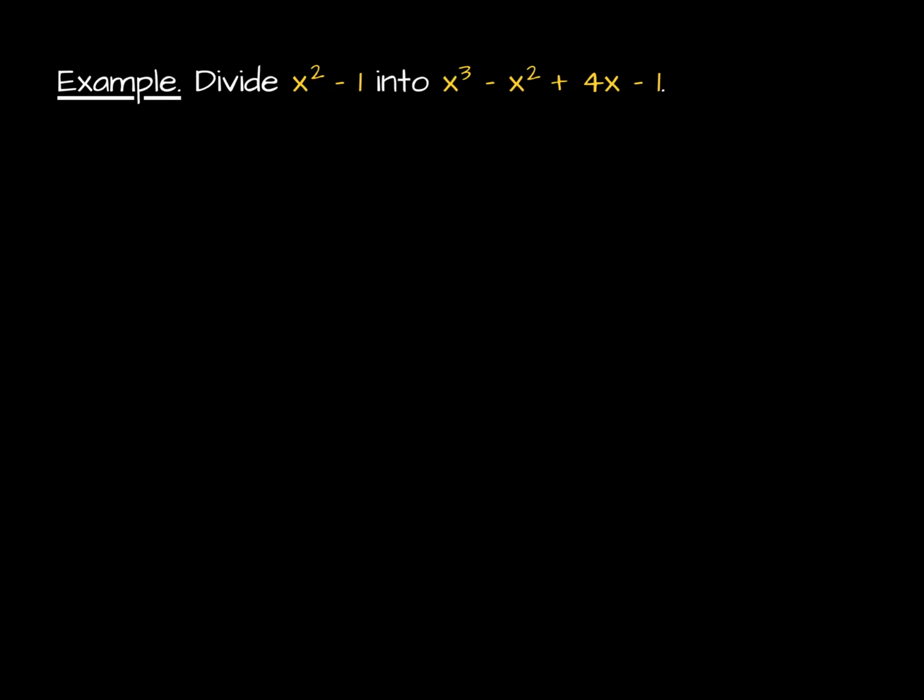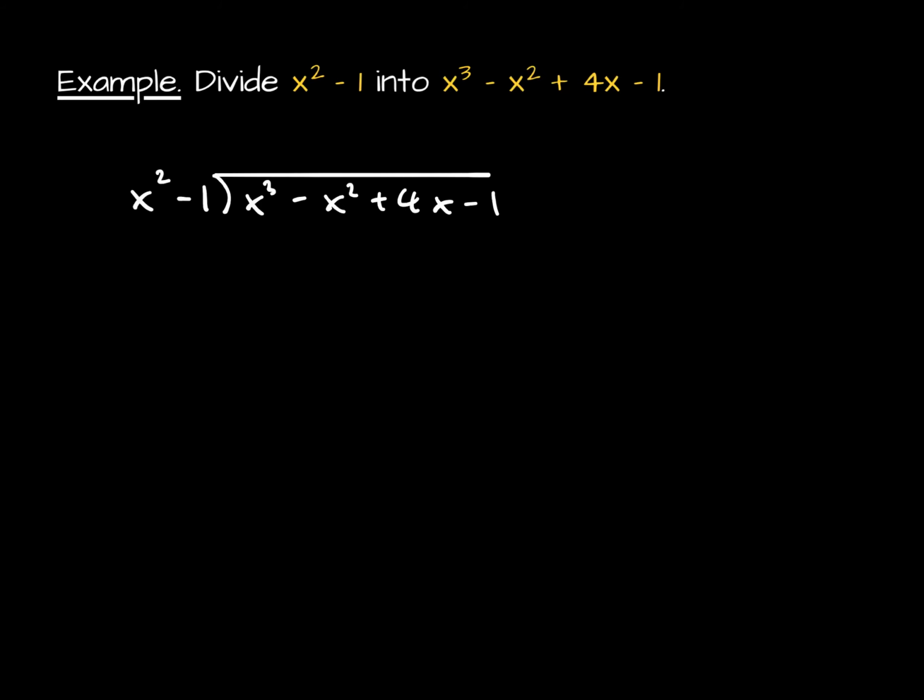This time, we want to divide the degree 2 polynomial x squared minus 1 into the degree 3 polynomial x cubed minus x squared plus 4x minus 1. To begin, we once again set up our familiar long division notation. This time the divisor is x squared minus 1, and the dividend is our degree 3 polynomial, which we write underneath the division symbol. So it's x cubed minus x squared plus 4x minus 1.